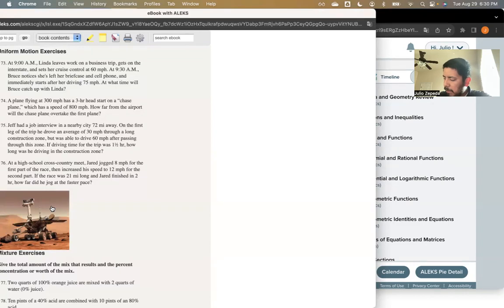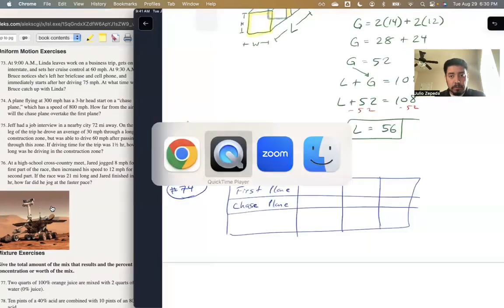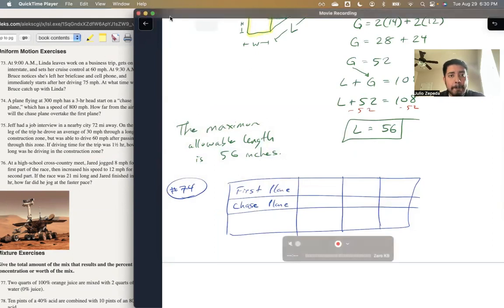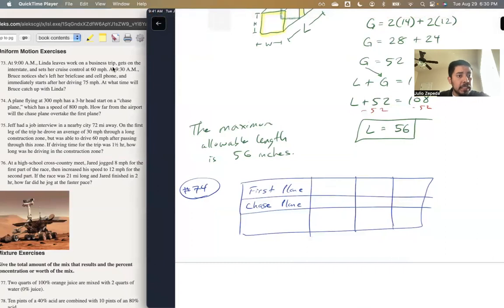And it looks like we are given distances and times. Let's see, what were we given? Sorry, I wasn't showing what I was writing there. It says a plane flying at 300 miles per hour. So we're given rates, in miles per hour, of these planes. So the first plane has a rate of 300 miles per hour, and it has a 3-hour head start. We'll come back to that. Then the chase plane has a rate of 800 miles per hour.